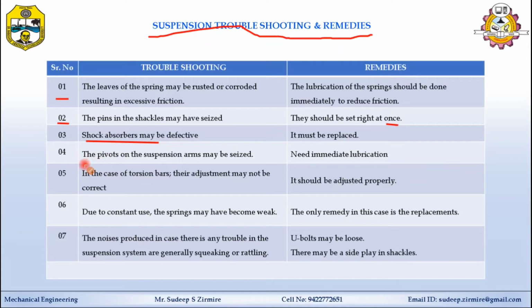The pivots of the suspension may be seized. These need immediate lubrication, the end part of the suspension system. The fifth point is, in the case of the torsion bar, the adjustment may not be correct. You already learned about the torsion bar. If the torsion bar adjustment is not correct, in that case it vibrates more. If the slack is more, it creates more vibration because it is an elastic member. So to avoid this, the adjustment is required at the standard value for the torsion bar.